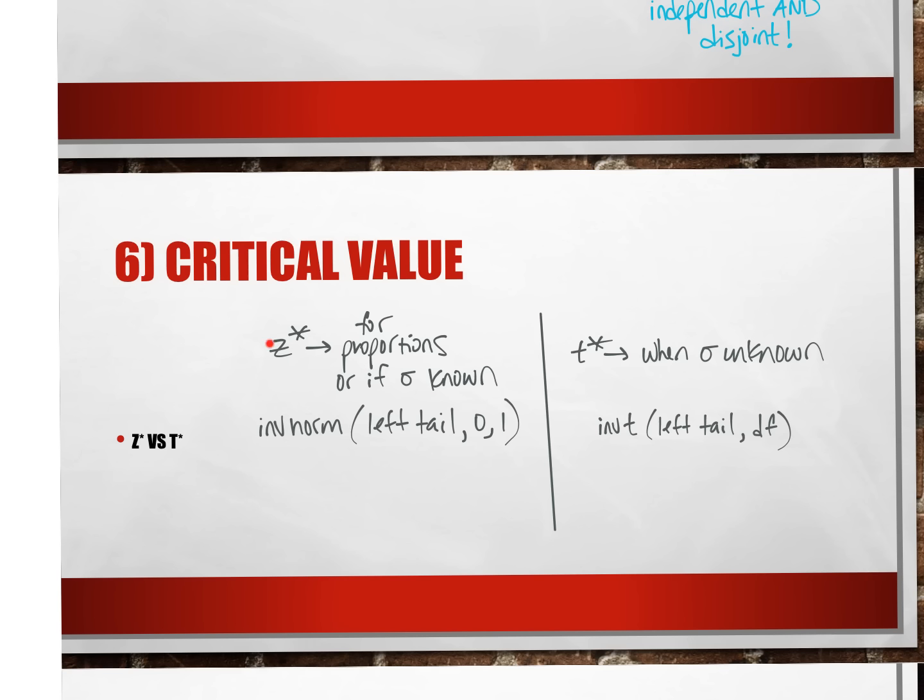So inverse norm for z, inverse t for t star. And still it's going to ask you for the left tail, and then you have to type in degrees of freedom. That's what it asks you for a t. That's different from when it's asking you for a z.